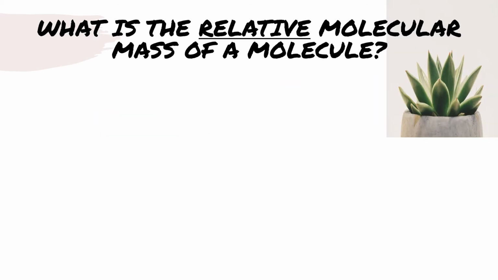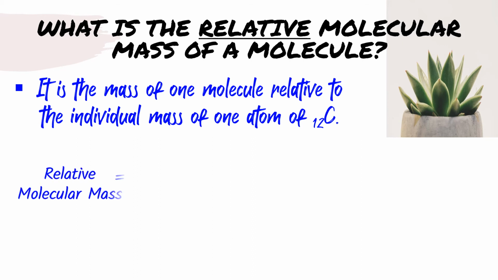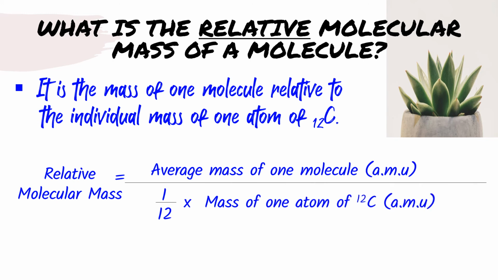What is the relative molecular mass of a molecule? It is the mass of one molecule relative to the individual mass of one atom of carbon-12. It is given by the average mass of one molecule in AMU unit divided by 1 over 12 times the mass of one atom of carbon-12 in AMU unit. Same as relative atomic mass, relative molecular mass has no unit as well.